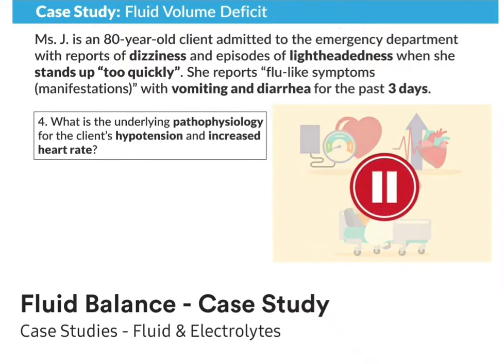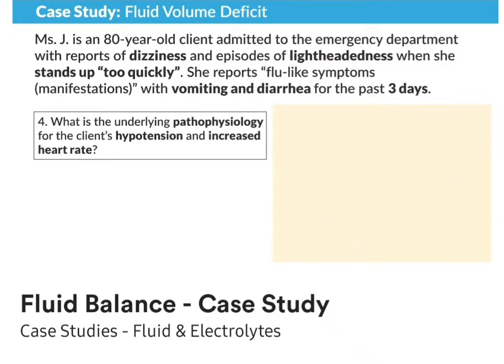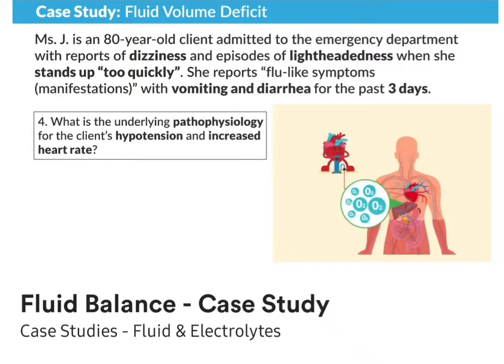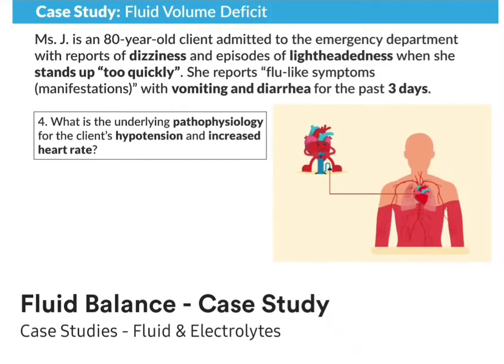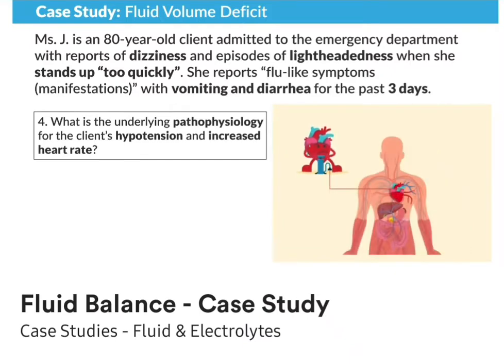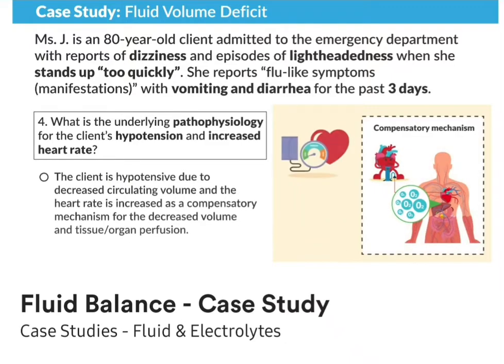So once again, pause the screen and try your best to answer this question. All right, let's break it down now, y'all. Okay, before answering, remember the key term we used for compensatory mechanism. The body's trying to create balance and make up for the missing fluid, right? So the heart will pump faster and move the little blood it has around the body to perfuse the organs. So the correct answer here, the client is hypotensive due to decreased circulating volume, and the heart rate is increased as a compensatory mechanism for the decreased volume and tissue organ perfusion.